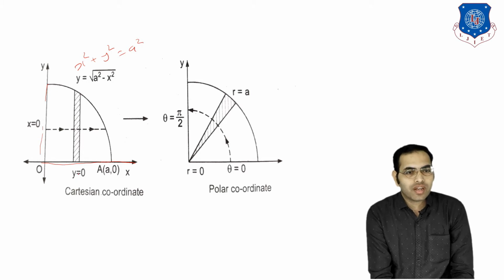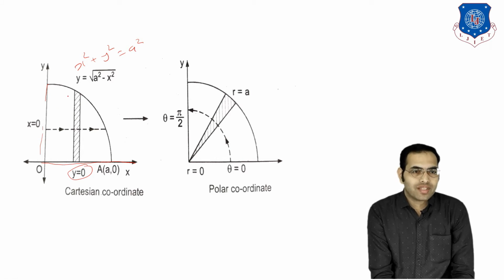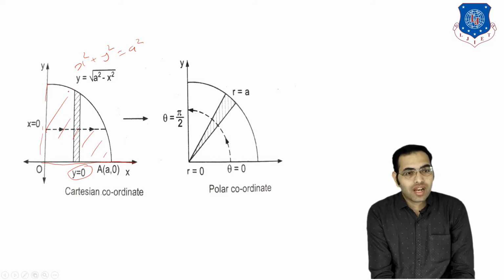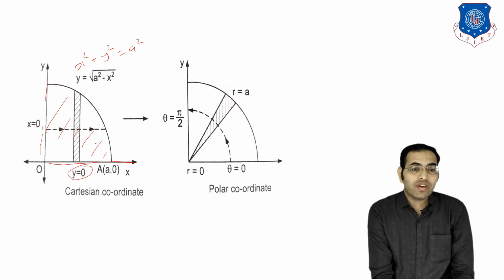Then this one is a circle, and according to the limit, y varies from 0 to y equal to square root of a square minus x square. That is the vertical strip which is parallel to the y axis, and according to this region we can say that we are considering only the first quadrant.